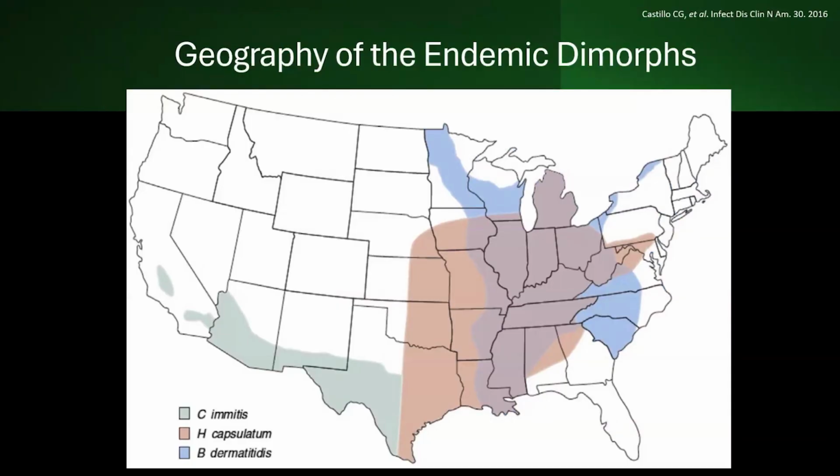Just as a review of the geographic distribution of our most common endemic dimorphs, you can see Histoplasma in the brownish red color there, covering essentially the Ohio and Mississippi river valleys. You see broad overlap with the distribution of Blastomyces dermatitidis, again Mississippi, Ohio river valleys, as well as the Great Lakes regions. And then you see the green Coccidioides immitis in the desert southwest of the United States.